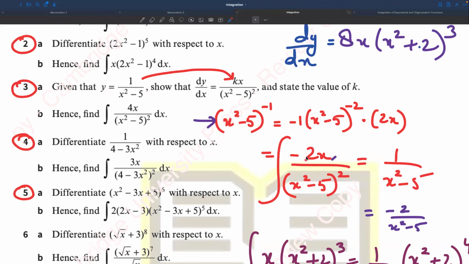Clear? But in the question, instead of minus 2x, I have plus 4x in the numerator. So to make this minus 2x a plus 4x, what should I do? I should multiply by what? Minus 2, right? So if I multiply by minus 2 on one side, I will be multiplying by minus 2 on the other side as well. And that's it. The integration of, now this will become 4x, or इसकी integration will become minus 2 upon x square minus 5. Interesting, isn't it? Urush, pakka understood?